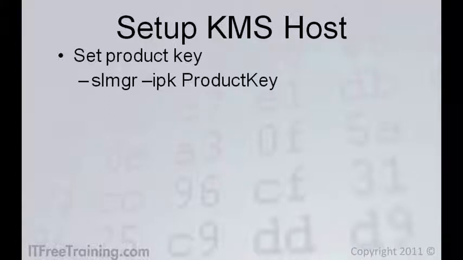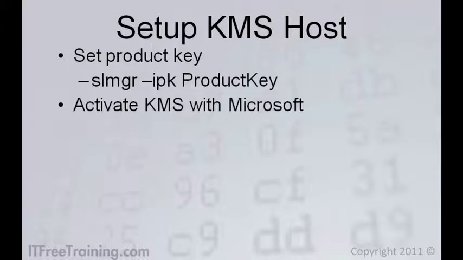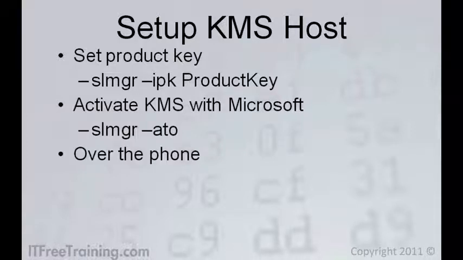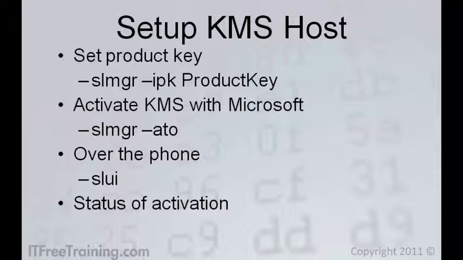Once you have entered the product key, the host needs to be activated by Microsoft. You can do this by running the command slmgr with the switch /ato. This will perform the one-time activation with Microsoft. If you need to perform the activation over the phone, you can use the command slui to perform a phone activation. At any time, if you want the status of activation on your computer, run the command slmgr with the switch /dlv. This will display the current activation status. This will also show you how many computers have tried to connect to your server to activate with it.